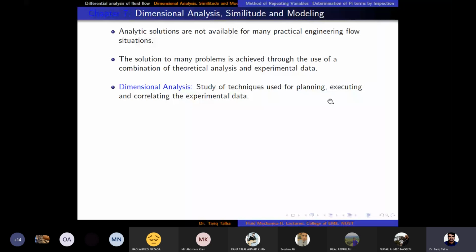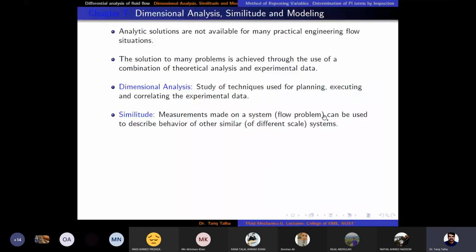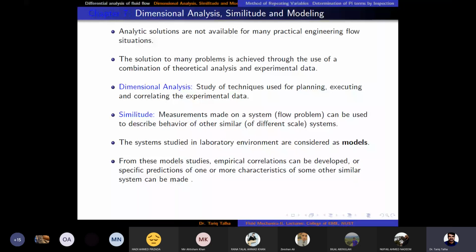And then similitude means that a measurement made on the actual system can be used to describe the behavior of other similar systems, as I mentioned about downscaling the Boeing 777 wing, so that we can conduct the experiment in the wind tunnel. The system studied in the lab is considered the model, while the actual one is the prototype. The model is used for evaluation in the lab, and from these models, empirical correlations can be developed.